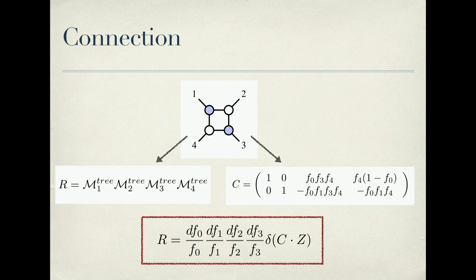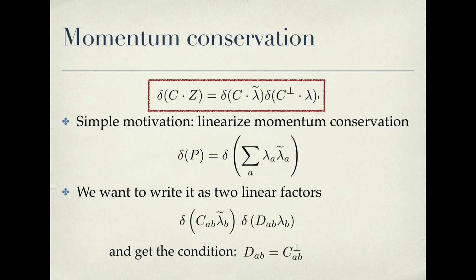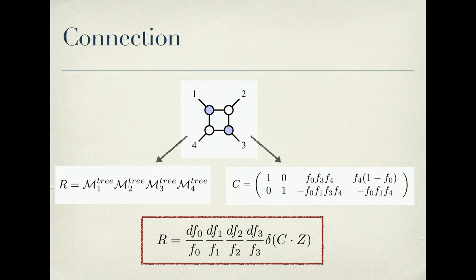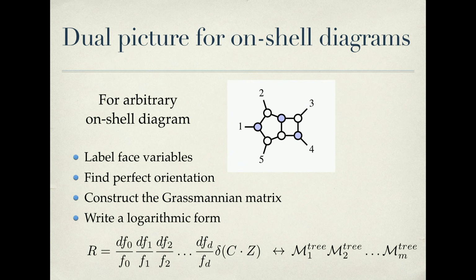The C matrix is the non-trivial part, and I just use these delta functions to calculate the parameters of the C matrix in terms of lambda lambda tilde. And in the end, I get some function of lambda lambda tilde, and that would be the same thing as this. So that's the connection, and that's the procedure.